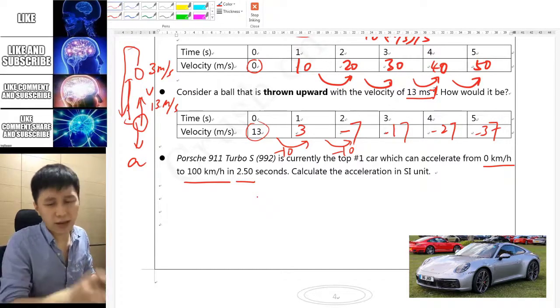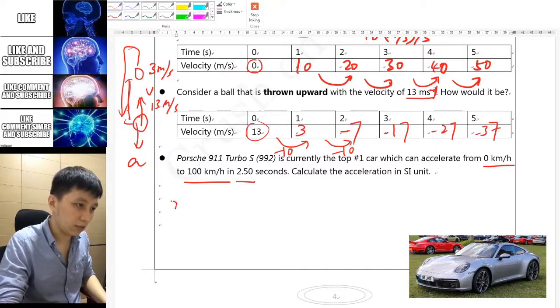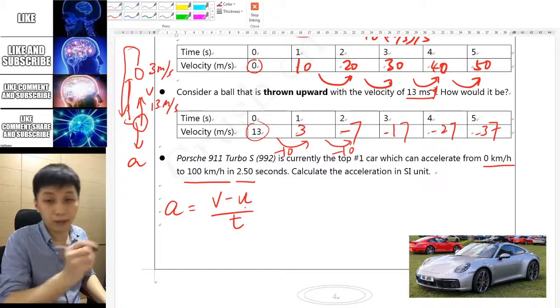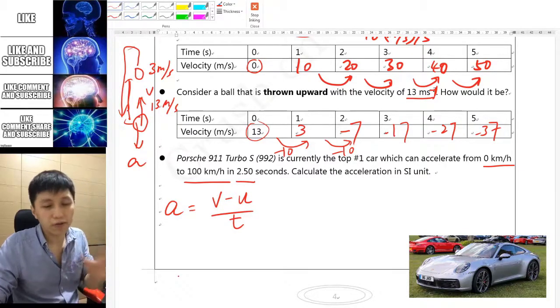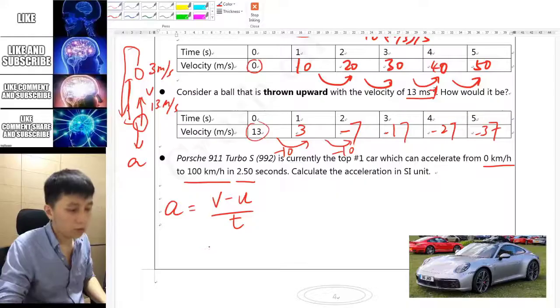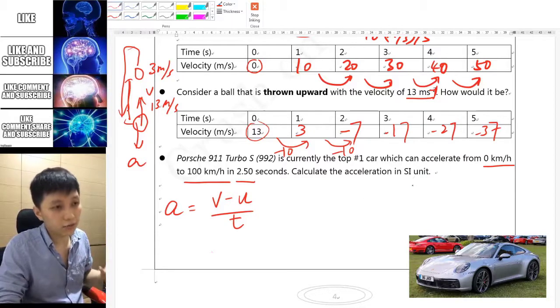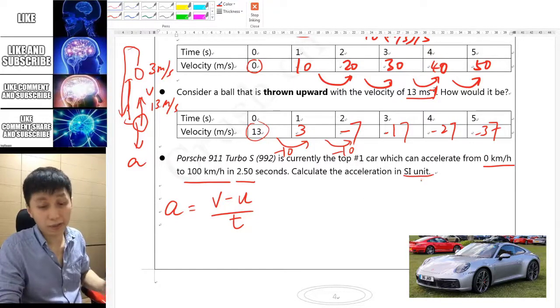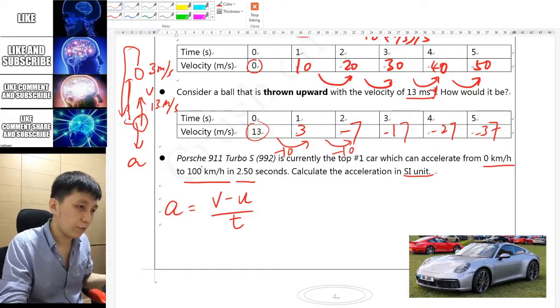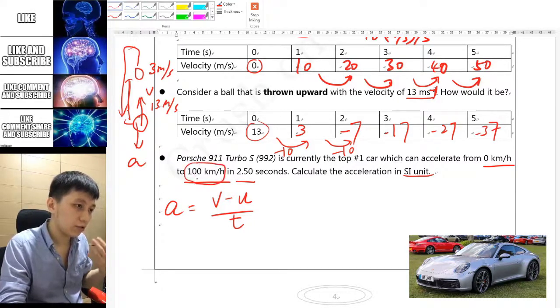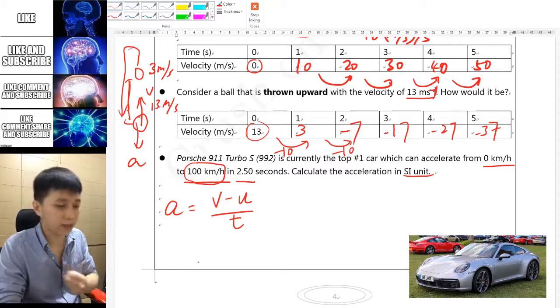If you haven't done that, I can give you a hint, and that is using the equation a equals (v minus u) over t. By the way, you have to memorize this equation. So if you haven't tried that, pause the video now and try first. A few moments later. Since the question asks us to express the answer in SI unit, that means meter per second square for acceleration, then I would prefer to change 100 km/h to meter per second first.